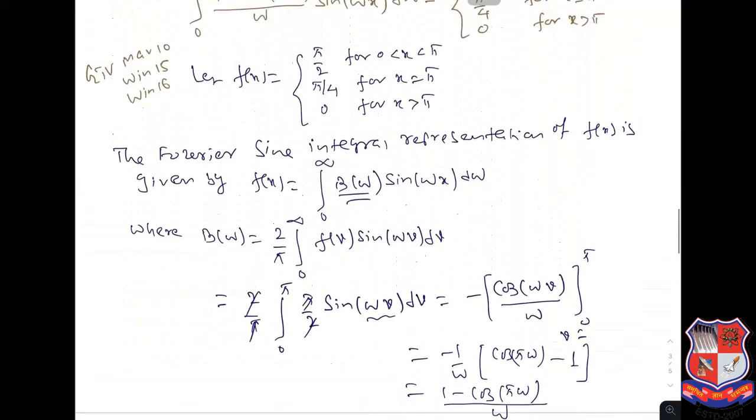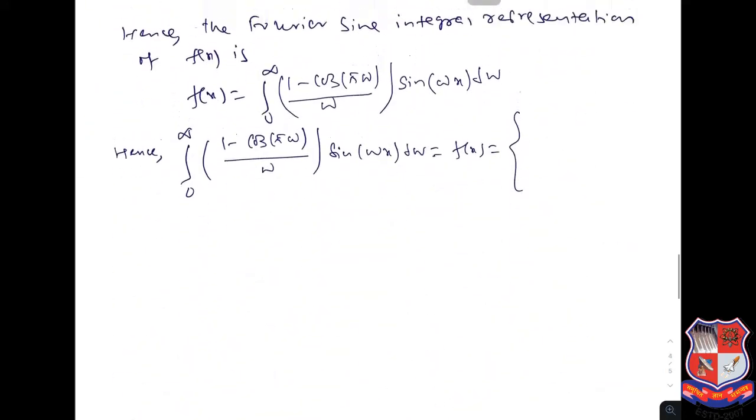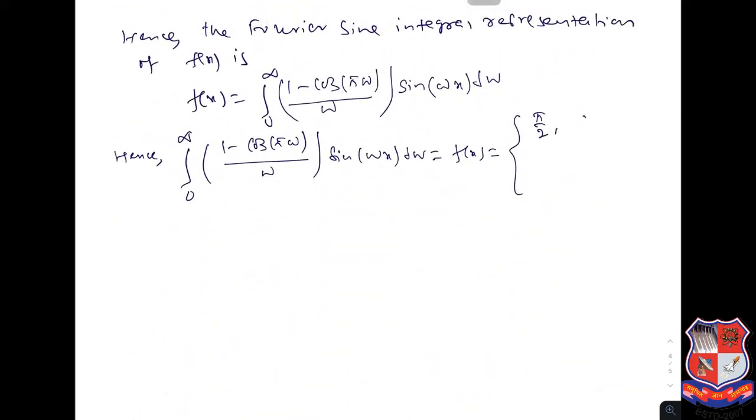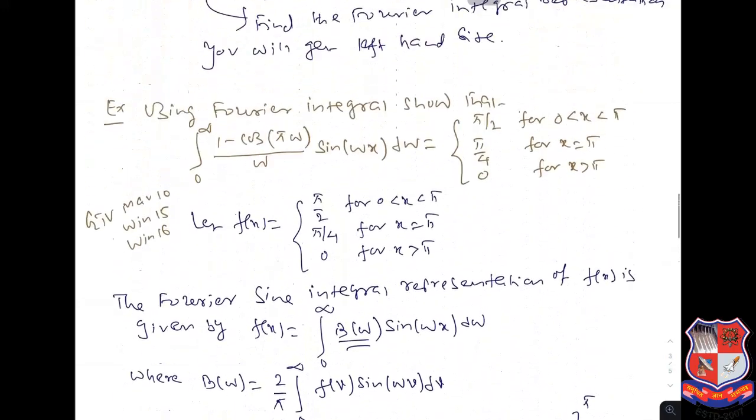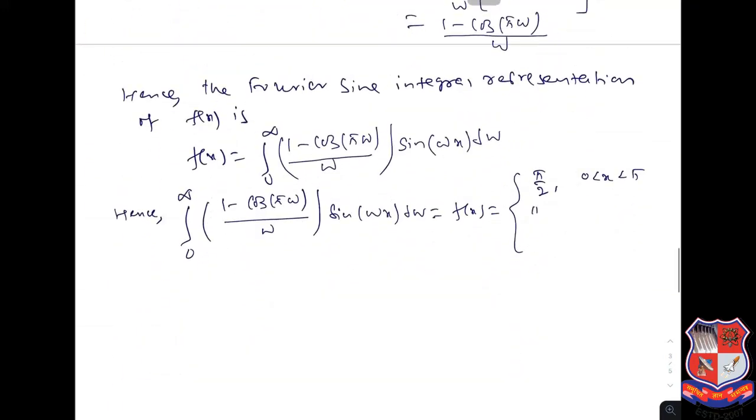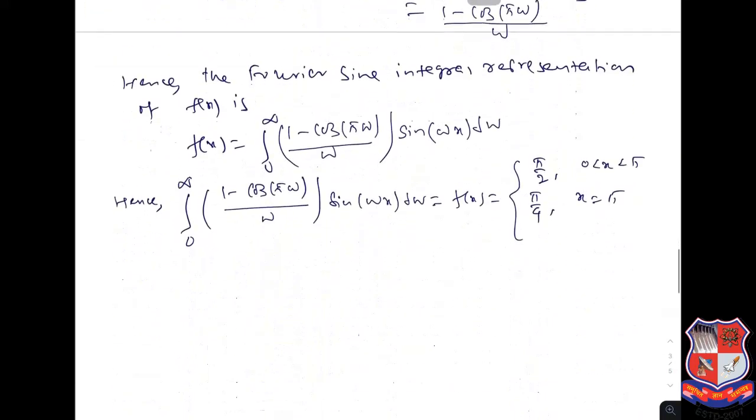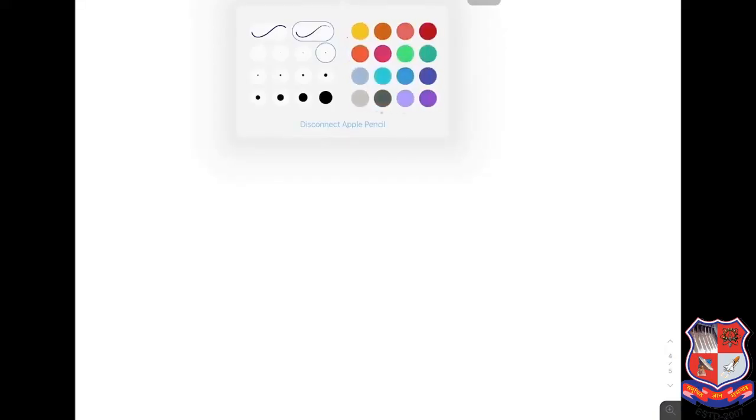But what is f(x)? f(x) is pi by 2 for 0 to pi, then pi by 4 for x equal to pi, and 0 for x greater than pi. So this is the way we can solve the example. We take one more example. Okay, so let us take one more example here.